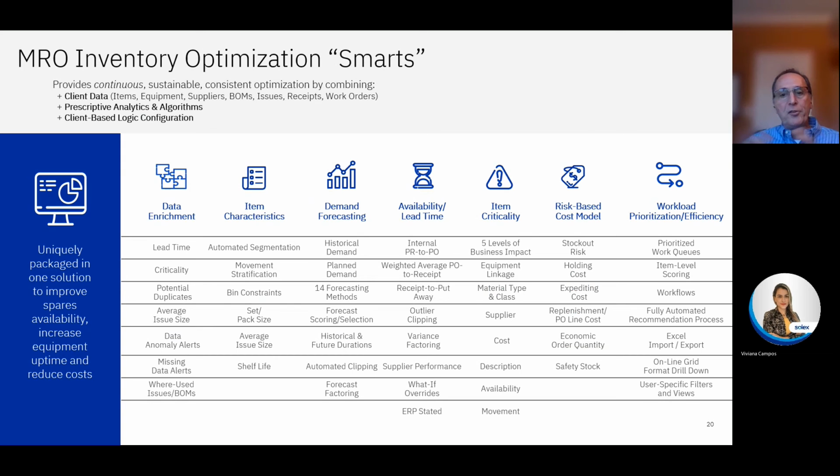And here's my last screen. This is just some of the smarts that's built into the actual solution itself. Data enrichment, item characterization, demand forecasting, availability, lead time, item criticality, risk-based cost modeling, and workload prioritization and efficiency. So you can see this solution has been around for 30 years. It works with our customers to balance their inventory items. The savings can fund other projects.